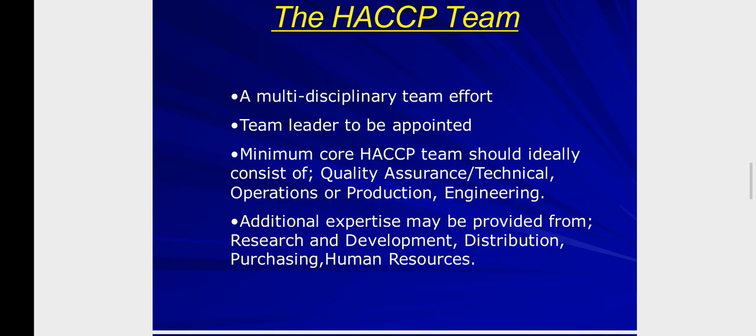So after that, we develop a HACCP team that has multidisciplinary team efforts, with a team leader. The minimum core HACCP team should ideally consist of quality assurance, technical, operation, production and engineering. Additional expertise should be provided from research and development, distribution and purchasing and human resources. So the team consists of different kinds of subjects regarding food production and engineering and related to distribution, development and human resources.